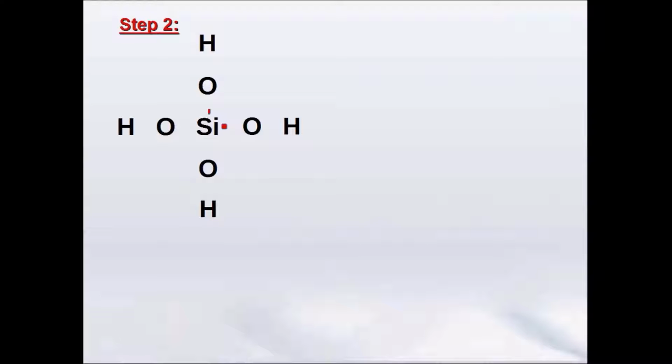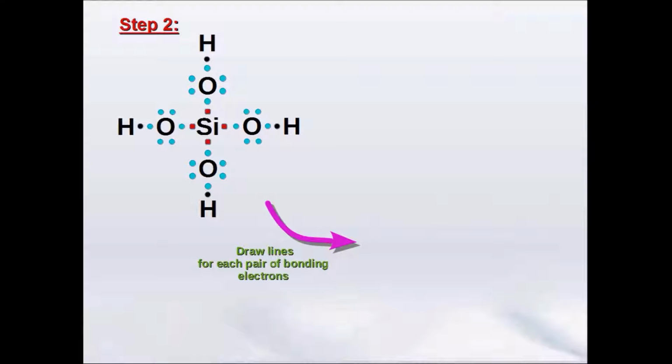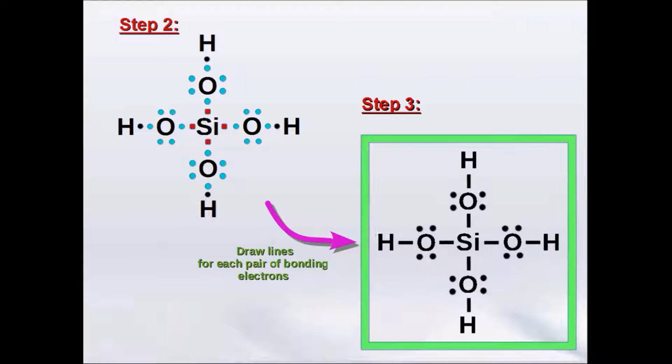In the second step, we assign the valence electrons, 4 for silicon, 6 for each of the oxygens, and hydrogen contributes with 1 electron each. In principle, we have finished, but in drawing lines instead of the bonding electron pairs, we will arrive in step 3 to the final structure, which looks like this.